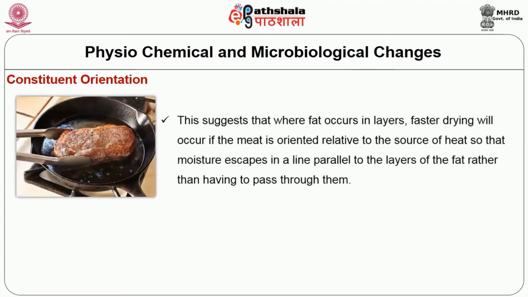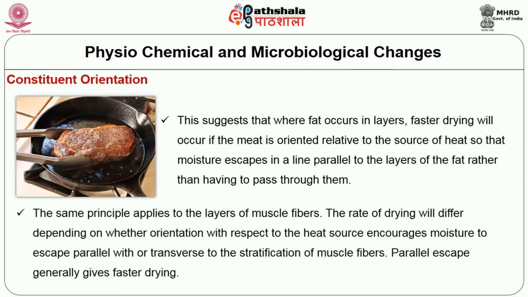This suggests that where fat occurs in layers, faster drying will occur if the meat is oriented relative to the source of heat so that moisture escapes in a line parallel to the layers of fat rather than having to pass through them. The same principle applies to the layers of muscle fibers. The rate of drying will differ depending on whether orientation with respect to the heat source encourages moisture to escape parallel with or transverse to the stratification of muscle fiber. Parallel escape generally gives faster drying.